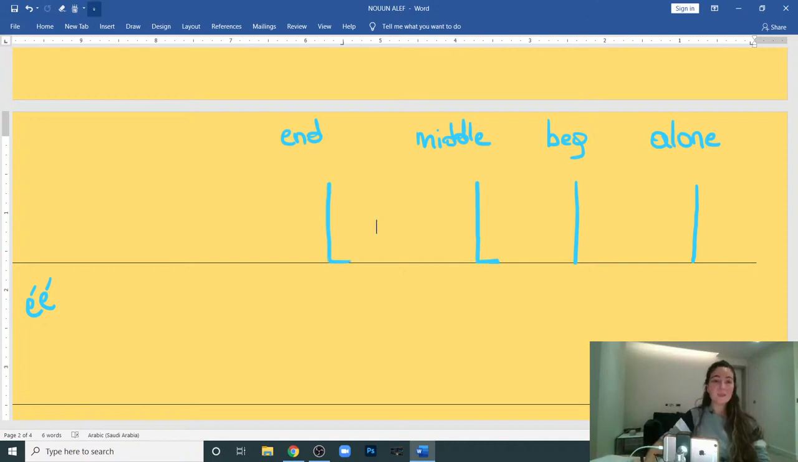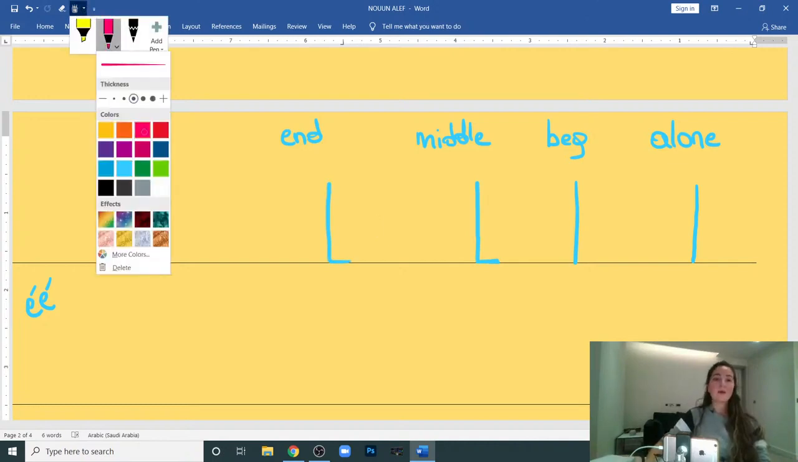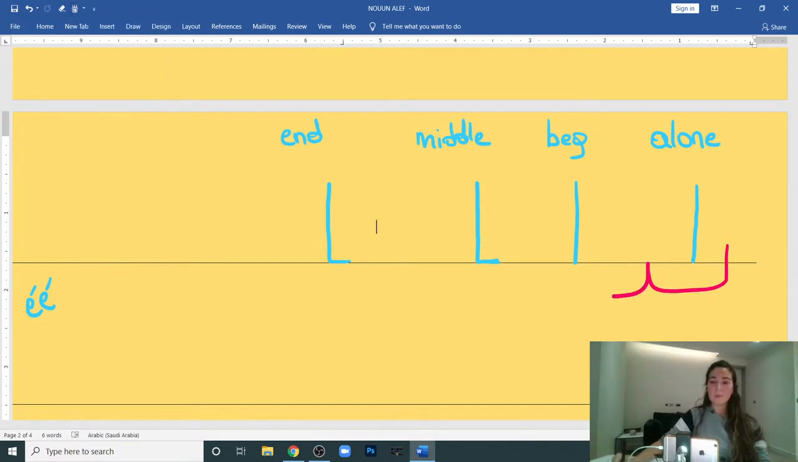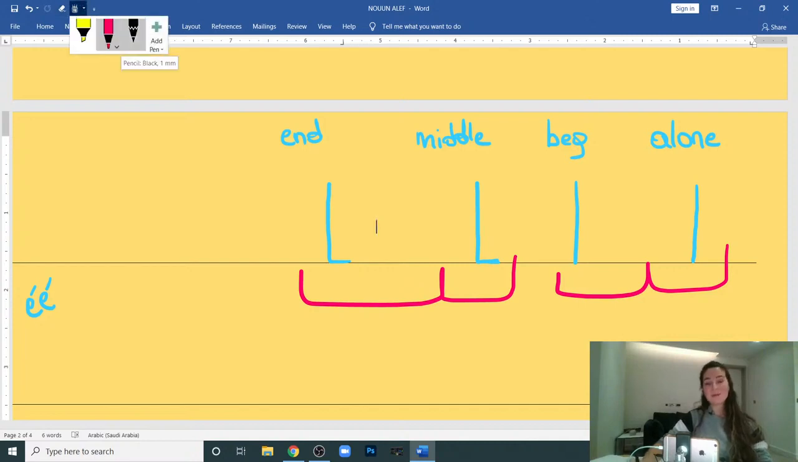So you notice in this letter, the alone form and the beginning of the word form are the same. When it's in the middle of the word or at the end of the word, they are also the same. They don't change. Why? Because this is a star letter. And what is actually a star letter? Let me turn my camera and show you something.